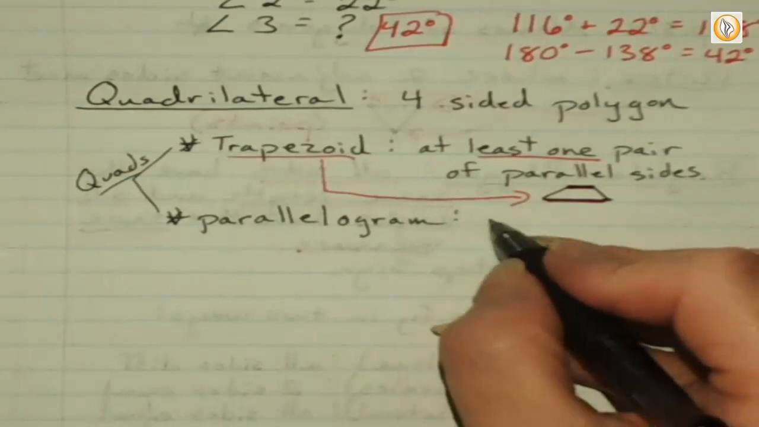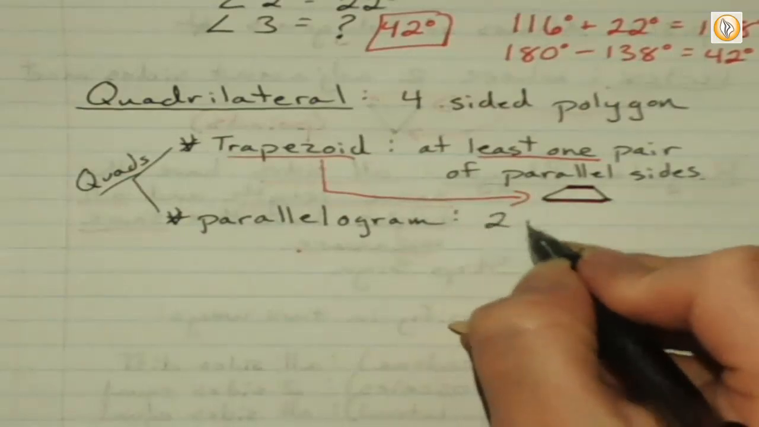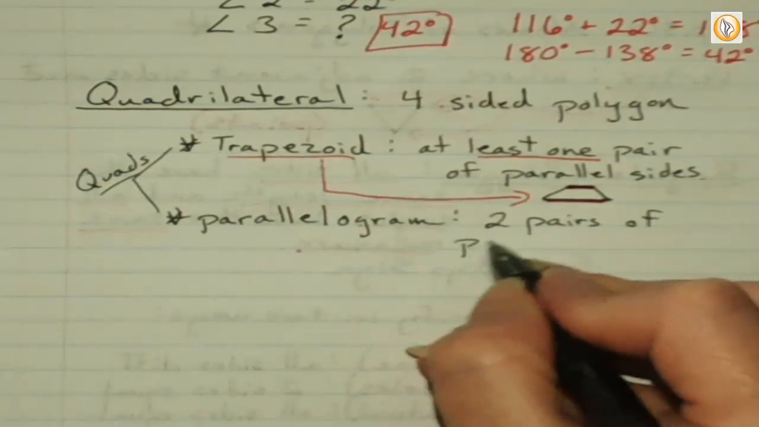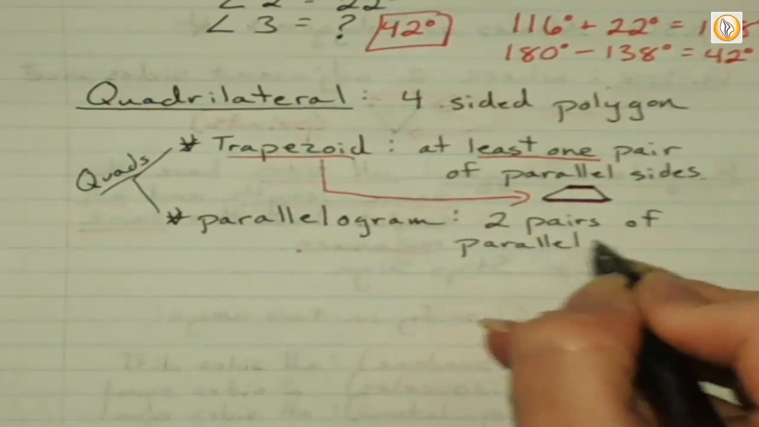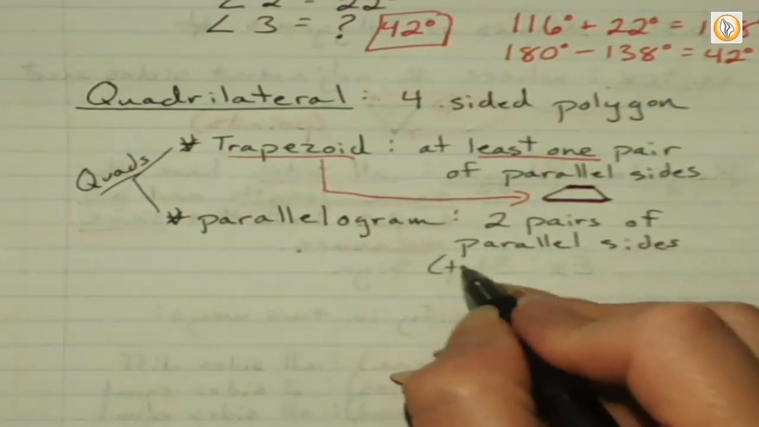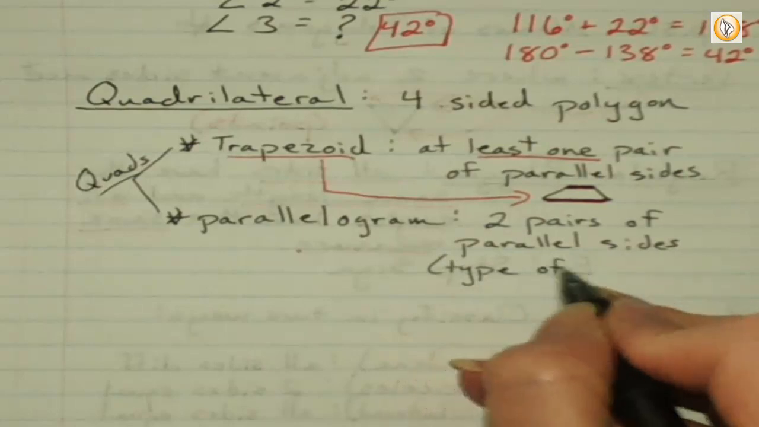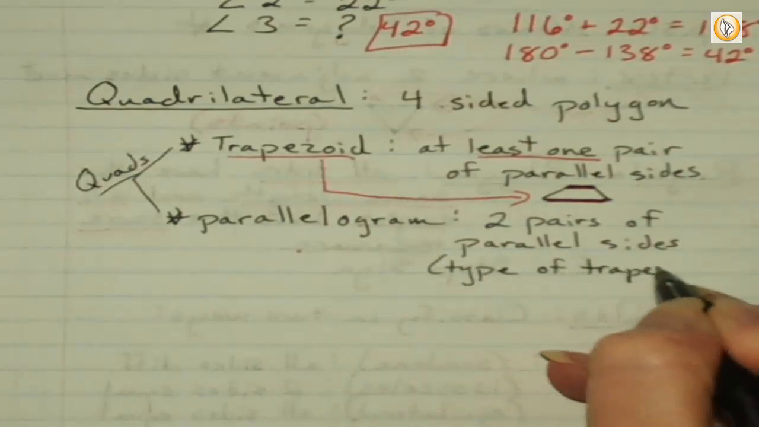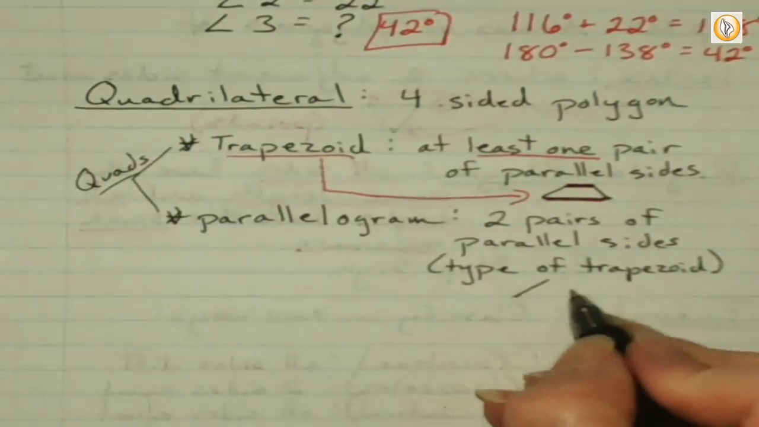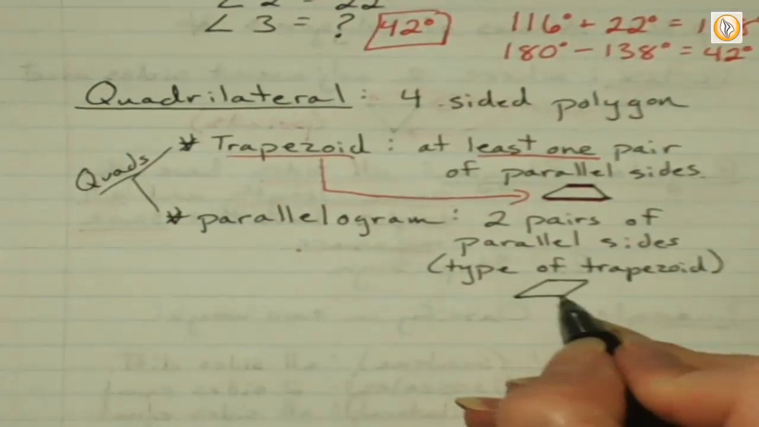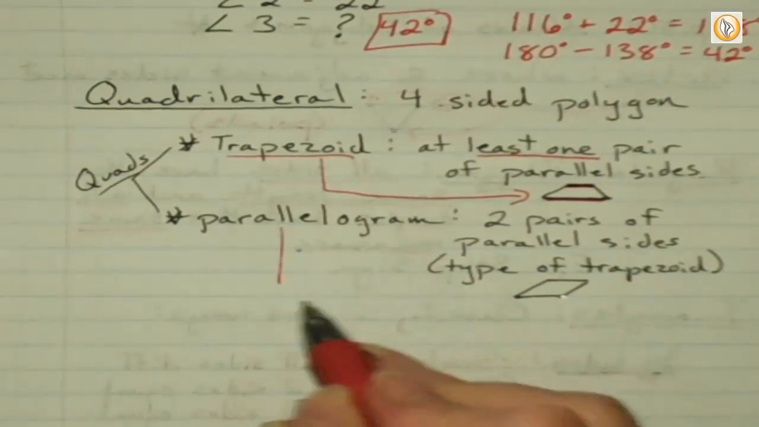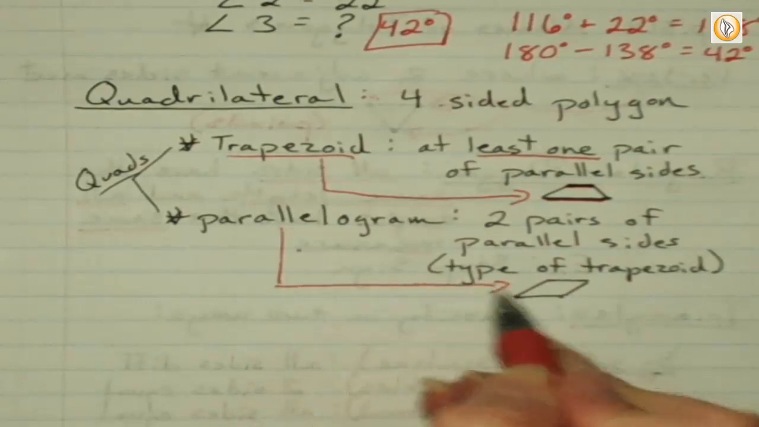All right. A parallelogram is two pairs of parallel sides. It is a type of trapezoid. And it would look something like this. Now your notes are hopefully a little bit neater than mine.